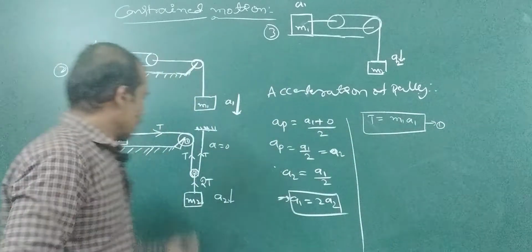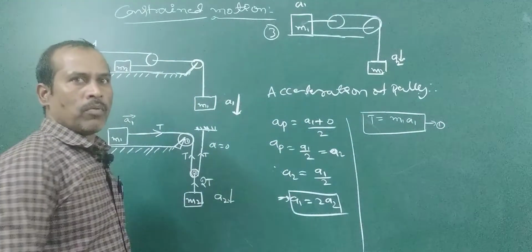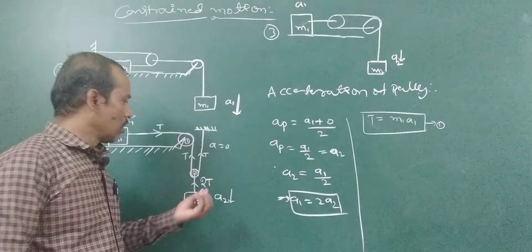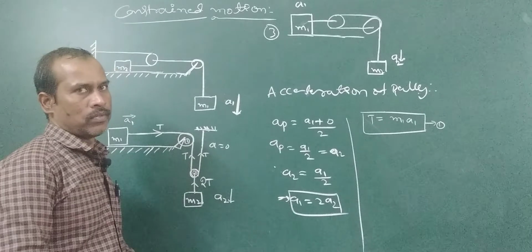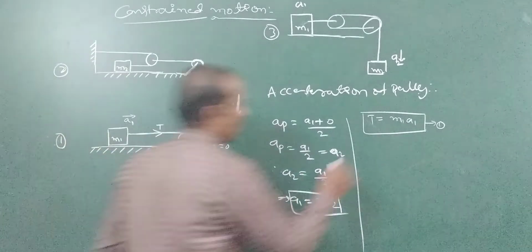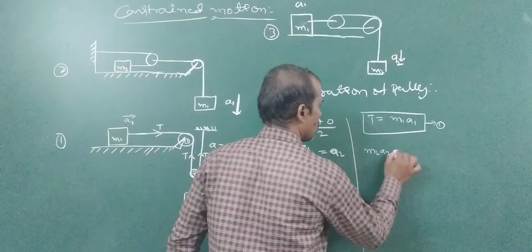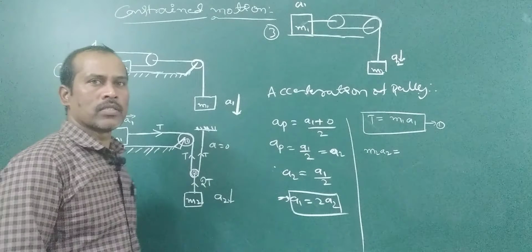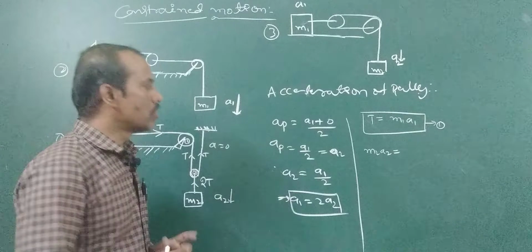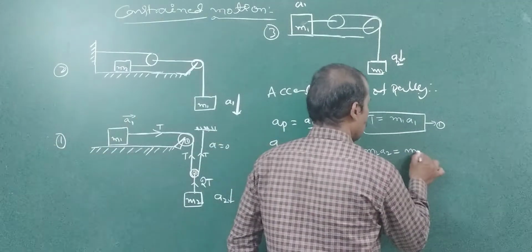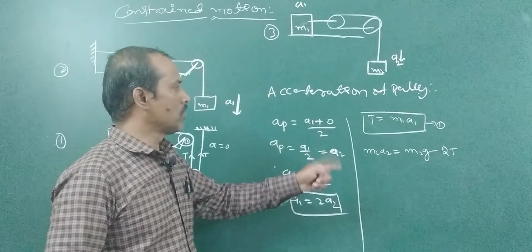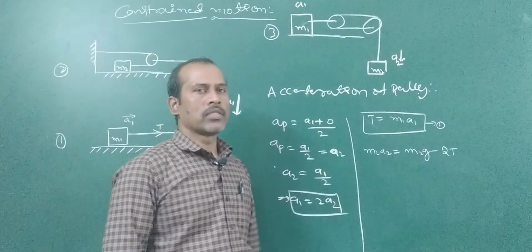The M2 block is moving downwards with acceleration A2. According to Newton's law, the net force M2 A2 is equal to the downward force minus the upward force. The upward force is the tension in the string. That means M2 A2 is equal to M2G minus 2T.